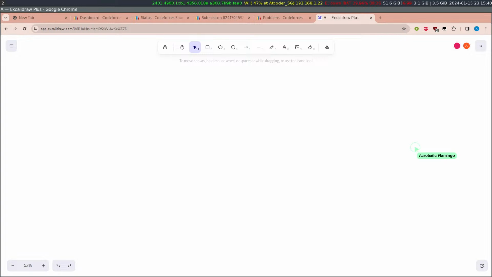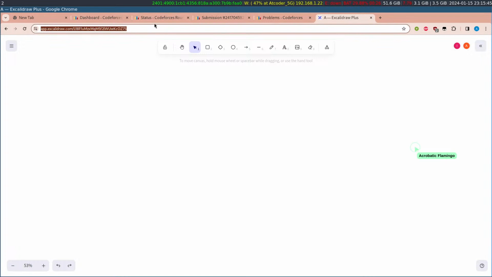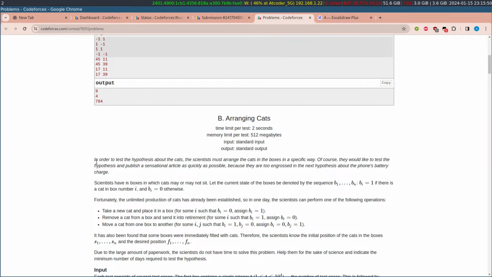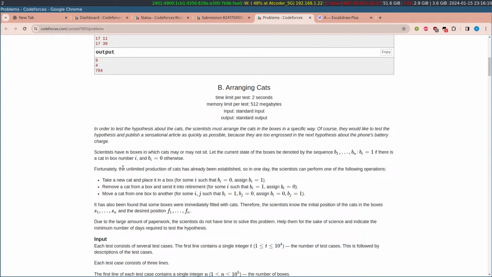And probably moving on to problem B. Problem B is Arranging Game. In order to test the hypothesis about cats, like scientists, let's just ignore this story. Scientists have n boxes in which cats may or may not sit. Let the current set of boxes be denoted by the sequence B1, B2 up till Bn. Bi is 1 if there is a cat in box i, or 0 otherwise. Fortunately, the unlimited production of cats has already been established.